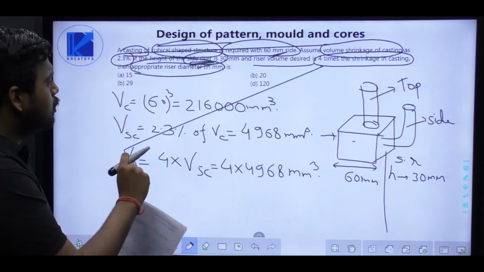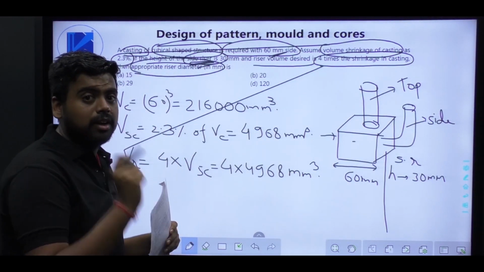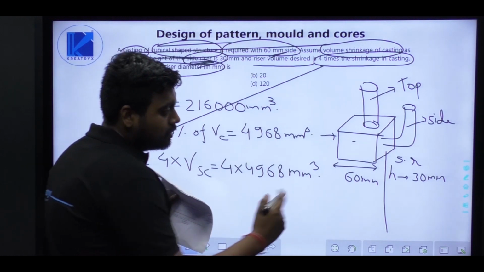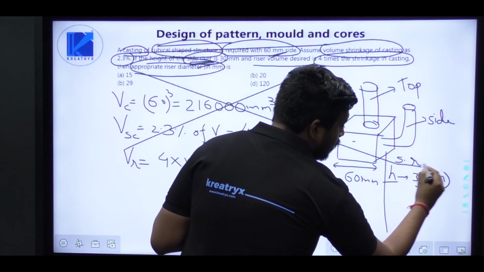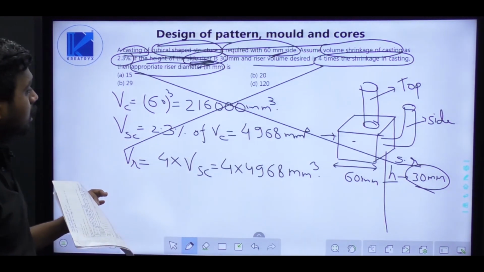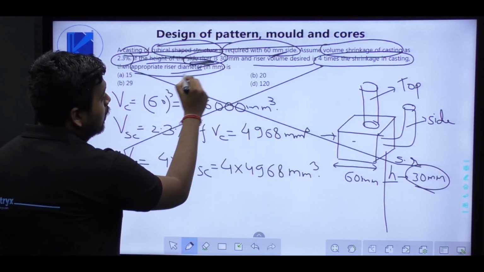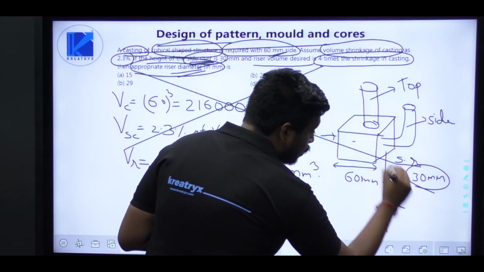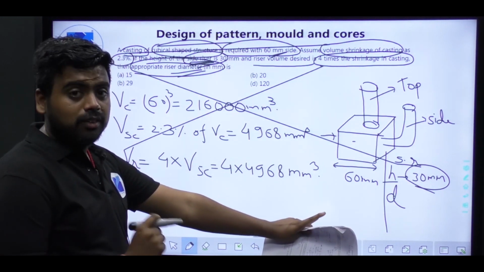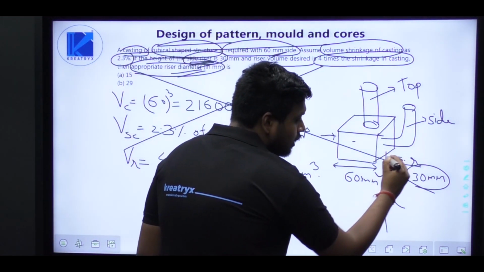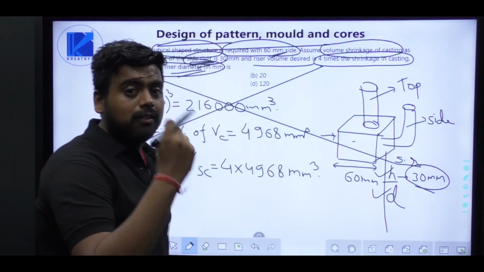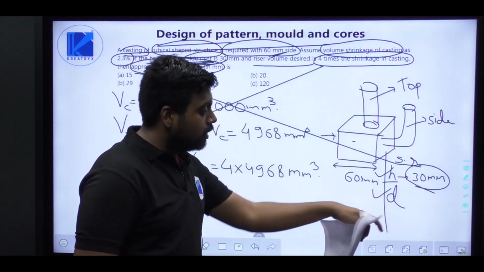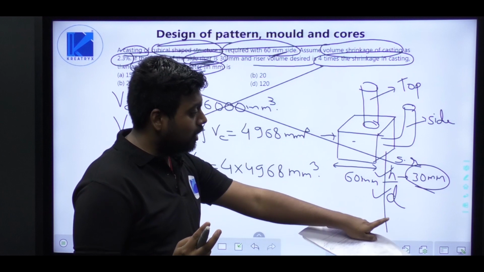So friends, till this point they haven't mentioned the size of the riser or the shape of the riser. But if you look at the question very carefully, the side riser has a height of 30 mm. And what other data have they given? The appropriate riser diameter. So they are saying that the riser has a diameter also. If you look at the two parameters given in this question, one is the height and the other is the diameter, we can straight away conclude that the riser is cylindrical in shape, because only cylinders have the parameters of diameter and height.